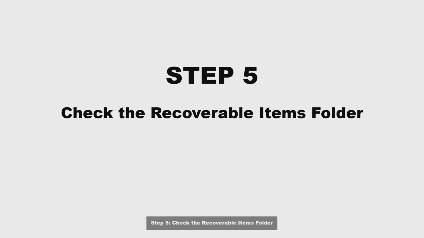Step 5. Check the Recoverable Items folder. If the email is not in the Deleted Items folder, go to the Folder tab and select Recover Deleted Items. A window will pop up showing emails that can still be recovered. Select the messages you want and click Restore Selected Items.